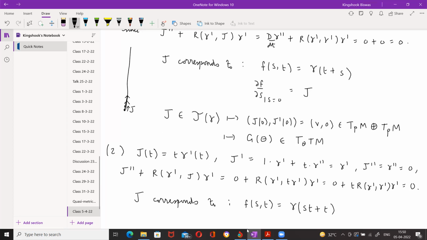And I think it corresponds to this, right? When I put s equal to 0, then I get gamma of t. And when I differentiate with respect to s at s equal to 0, what do I get? I should get t times gamma prime, right? Yes, I think this is correct. If I keep t fixed, then differentiating with respect to s at time 0, I'll get t times gamma prime. Is this okay?